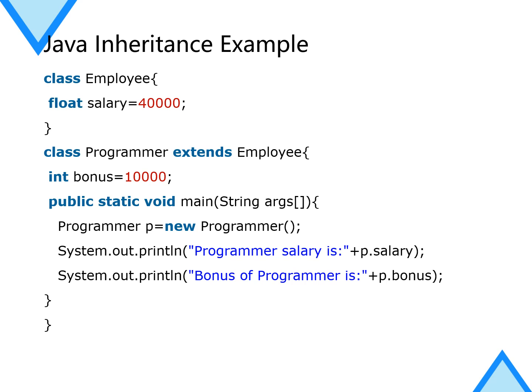So let's see the output for this program. First we will receive this message here, and then we will receive the value of the parent class data member, and then we will receive the message for this line, and we are going to print the value of the data member of the child class. So through inheritance we access the data member of the parent class through the object of the child class.